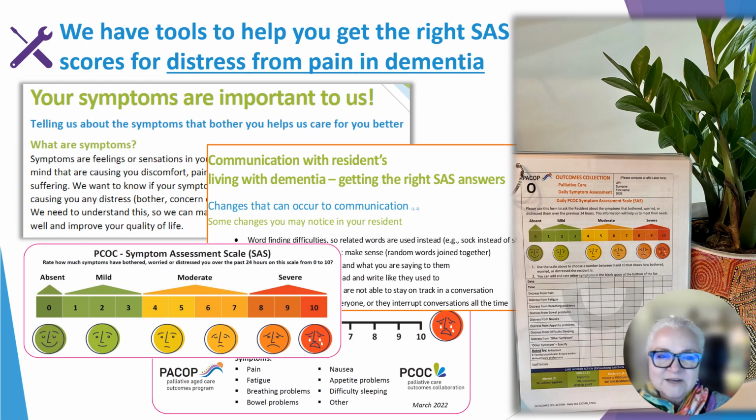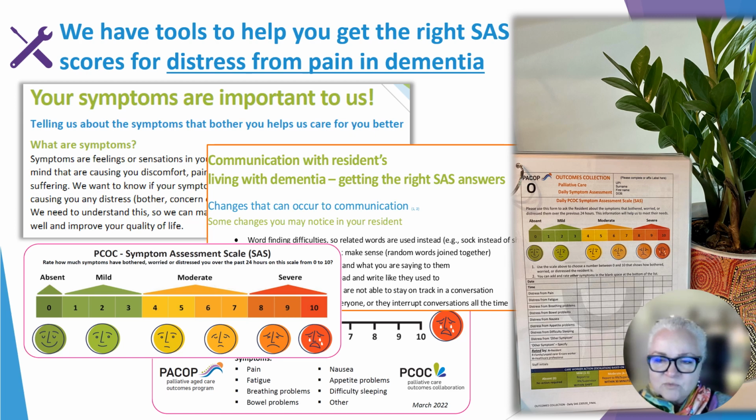We have tools and resources to help you get the right SAS scores for someone who's living with dementia who may have distress from pain. For some residents with early or moderate dementia, we can still ask them about how much their pain bothers them. There's information that you can give to them and to their families or carers to read about how the SAS works. This gives the resident the best opportunity to tell you themselves, which is the gold standard. If they're not able to do it entirely on their own, often families can assist with this.